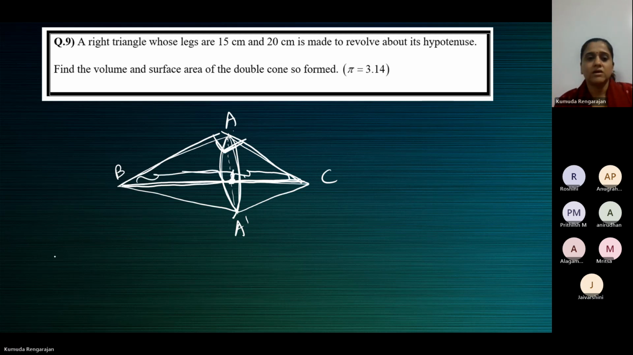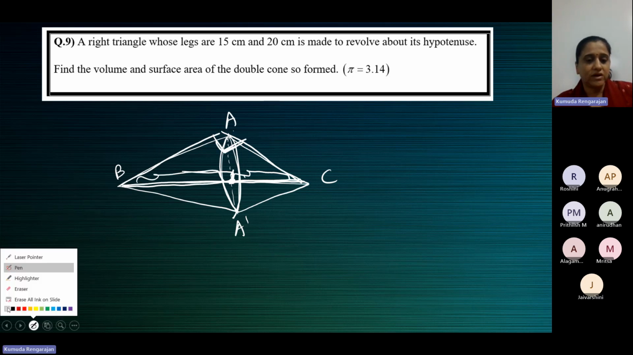Correct? To find the volume, what do you need? The radius and height. And for surface area, you also need the slant height. But you can see here that we don't have to find all that. You just need to find the radius. If you find the radius, that's enough. You can answer both questions. We'll see how.